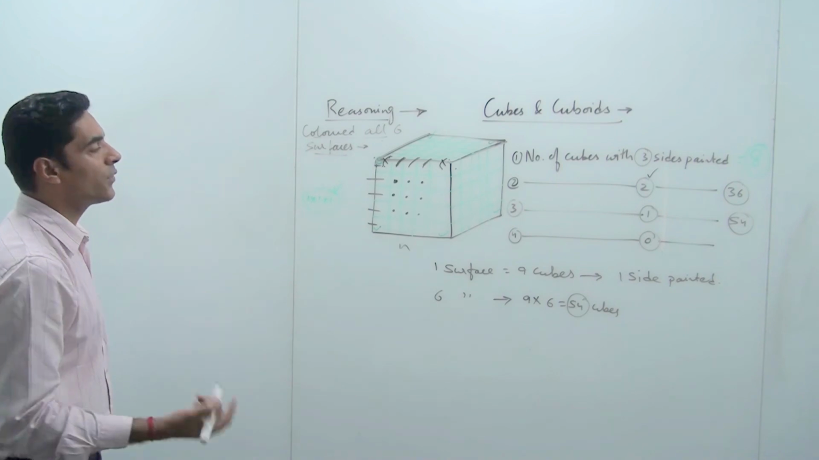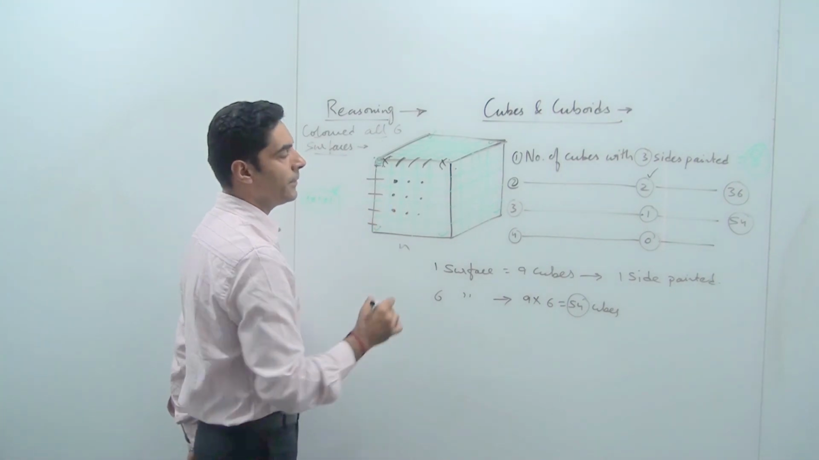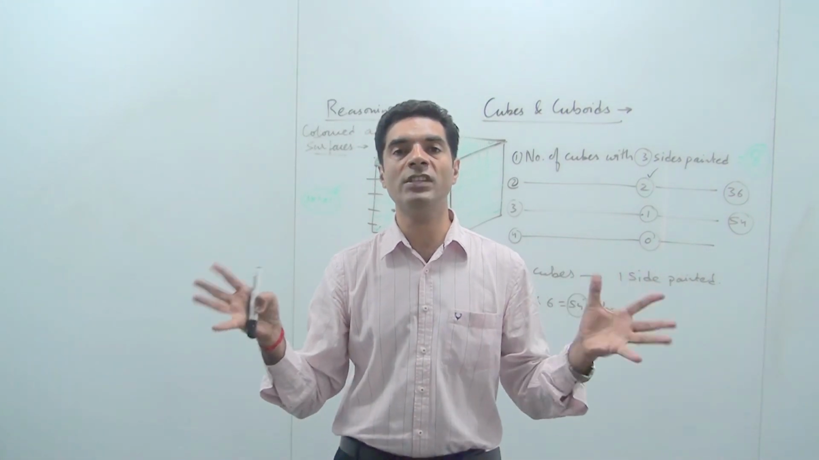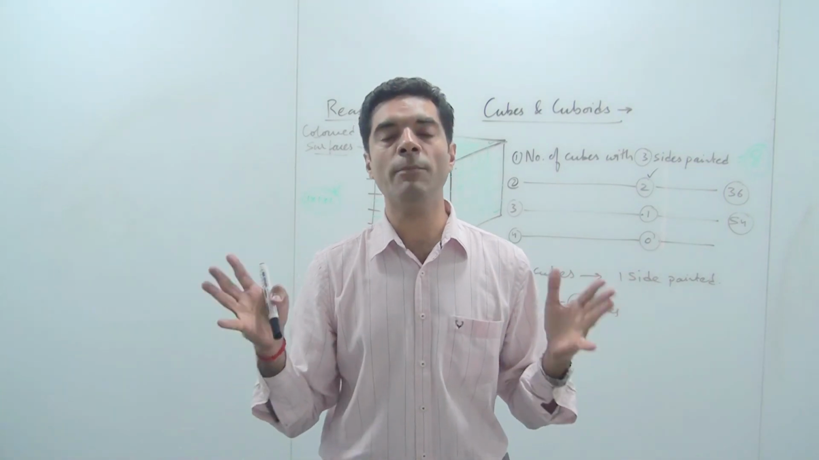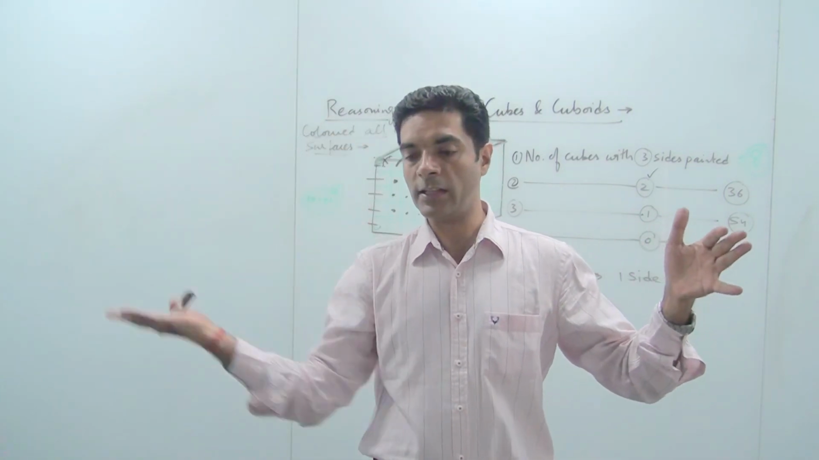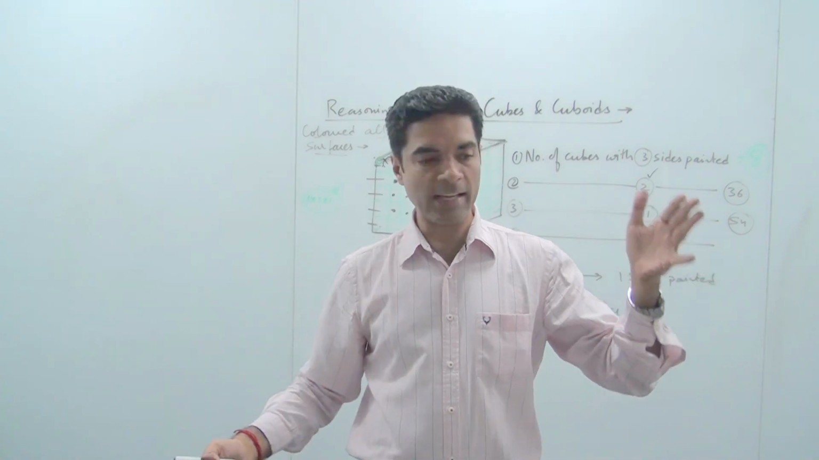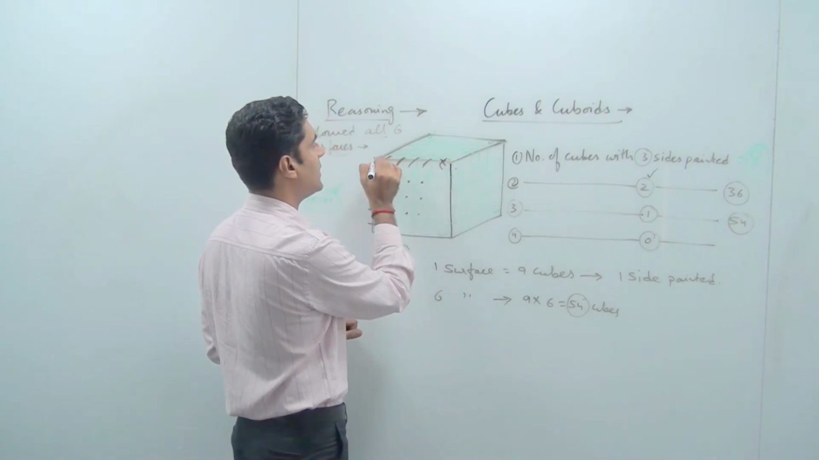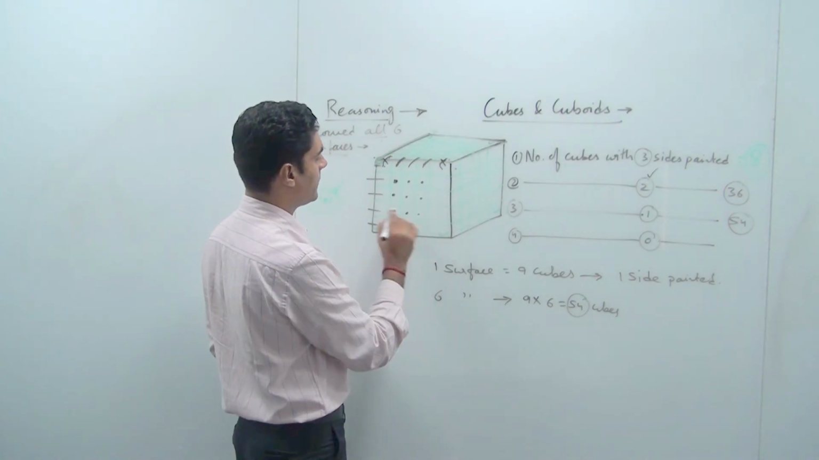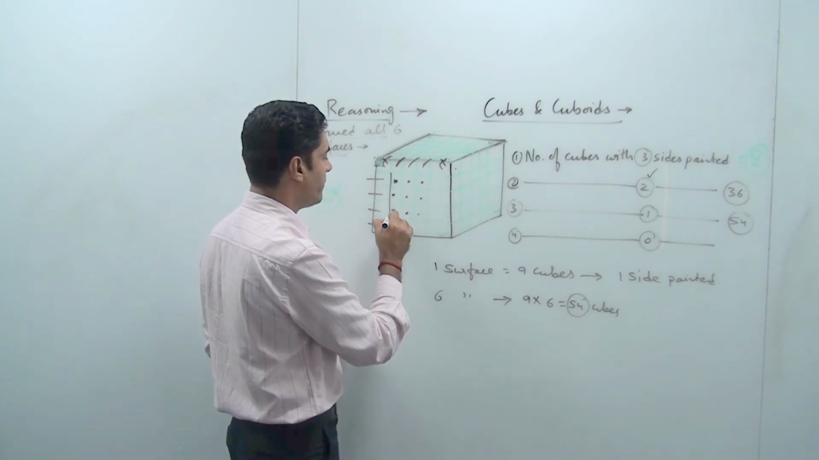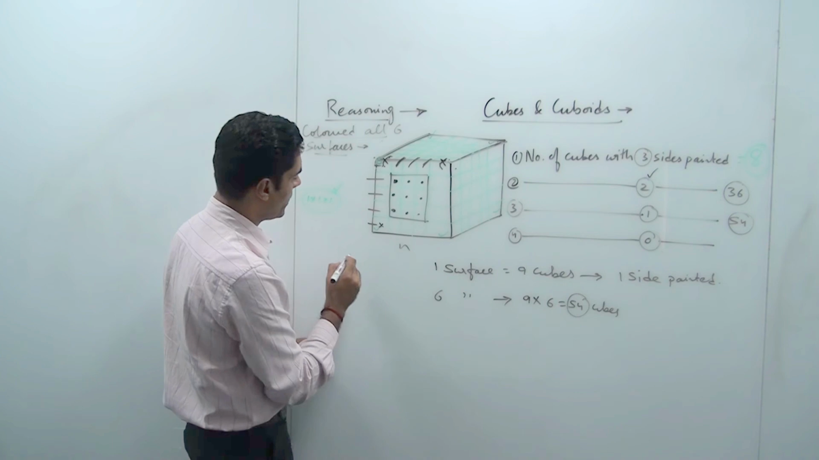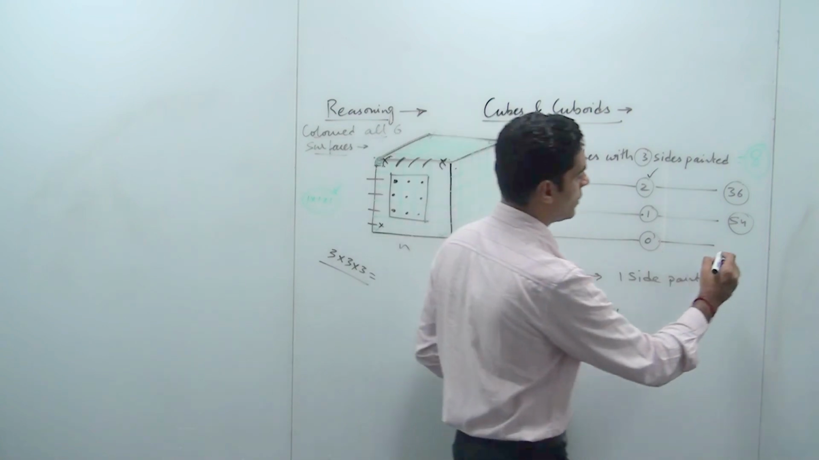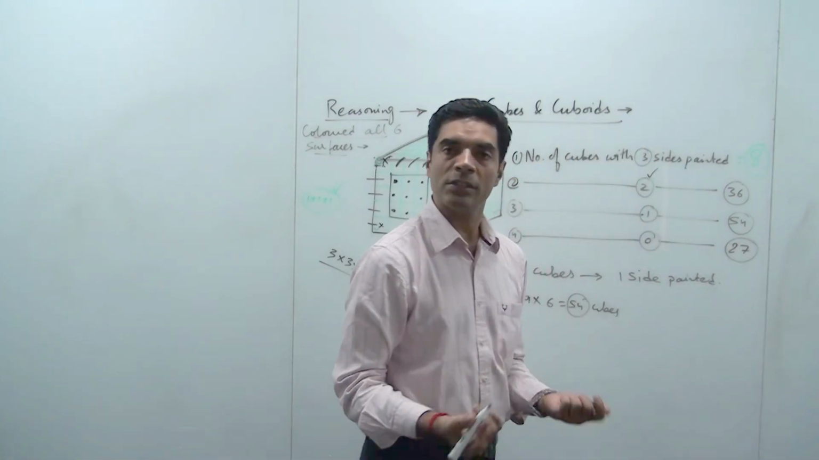Now comes the turn of the last one, which is the number of cubes with 0 side painted. Now if I remove the outer shell of this cube, which is 5 into 5 into 5, outer shell, what I mean by that is, if I remove the top and the bottom, this side and this side, and front and back, that means I have removed this entire layer, top and bottom layer, and sides. So what I have left in between will be a cube of 3 by 3 by 3, which is nothing but equal to 27 cubes. So this is what it is.